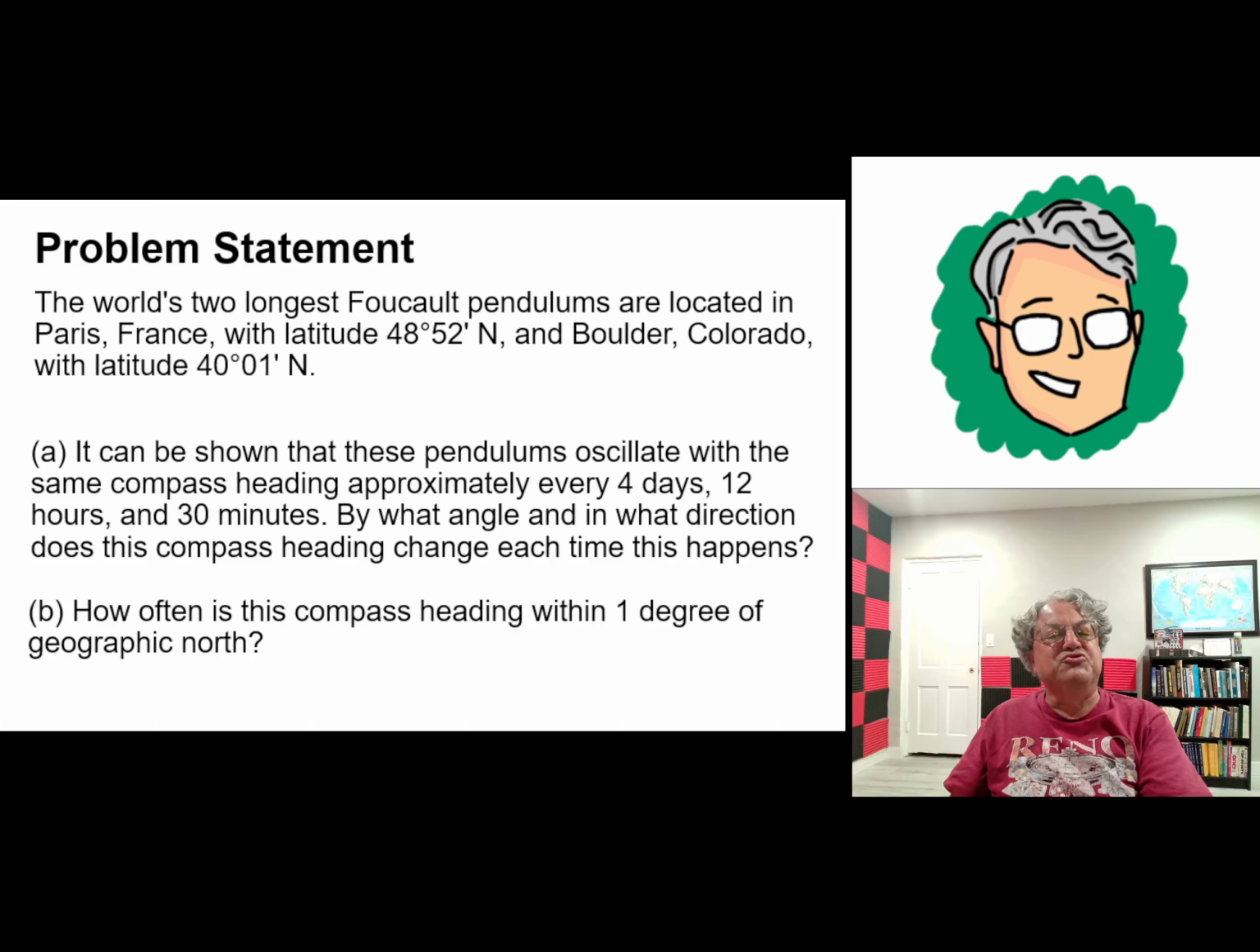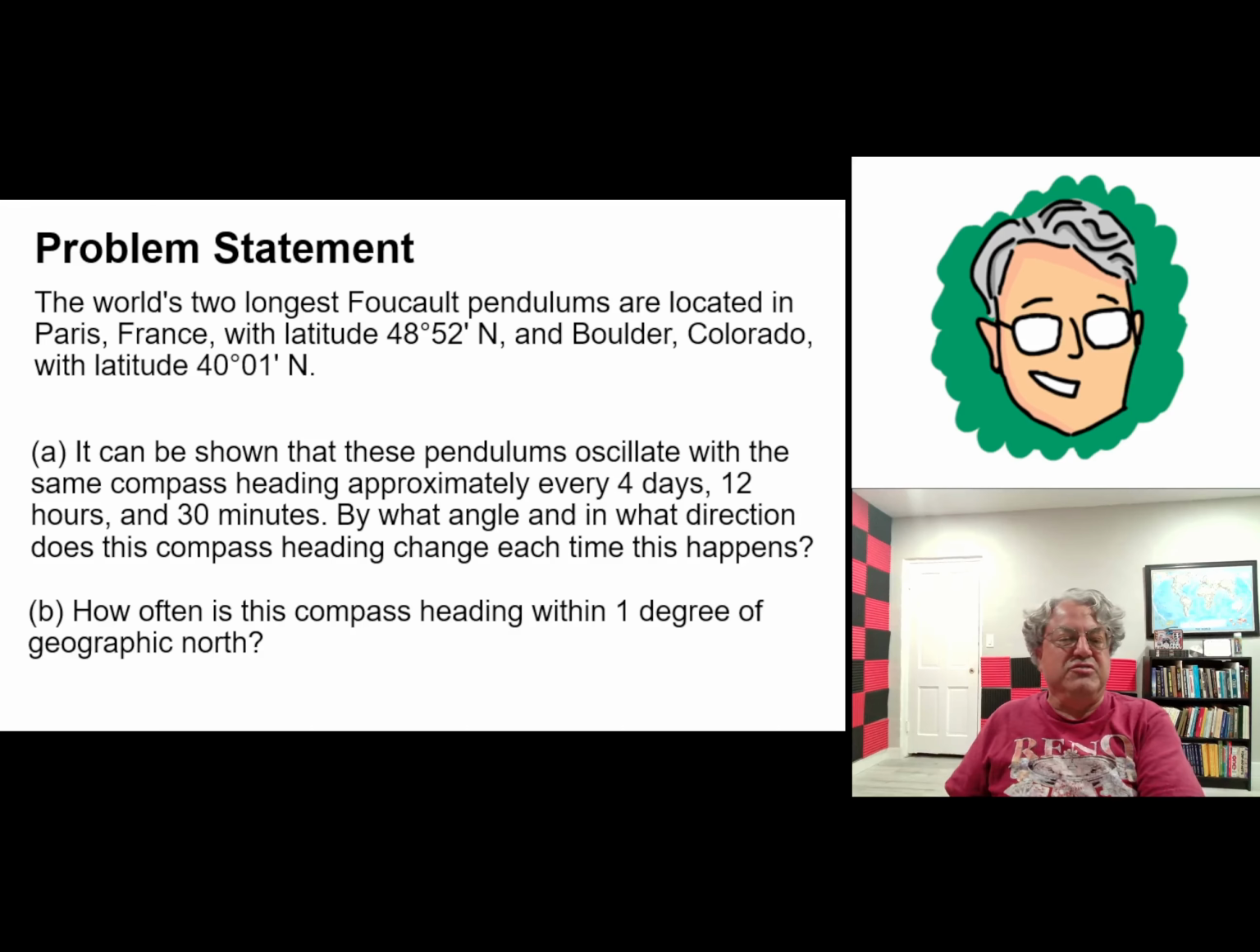Its latitude is 40 degrees and 1 minute north, so it's a little bit further south than the one in Paris. And for that reason, they have different periods of oscillation. It turns out the closer you get to the equator, the slower they rotate. So the period of oscillation of the plane of the one in Boulder is slower than the one in Paris.